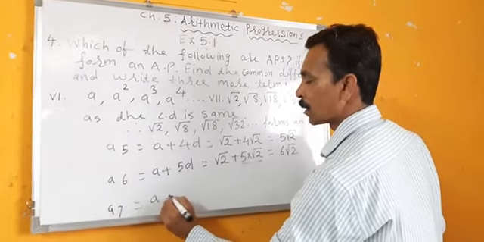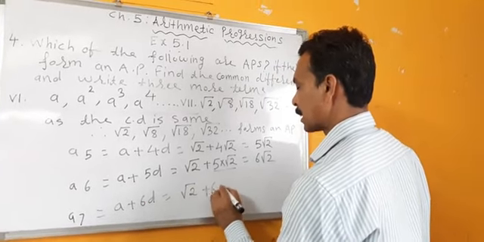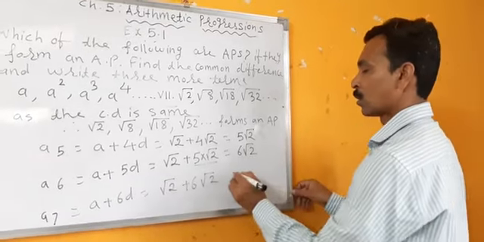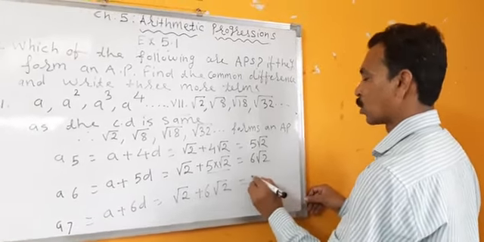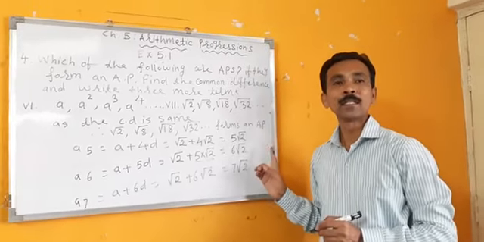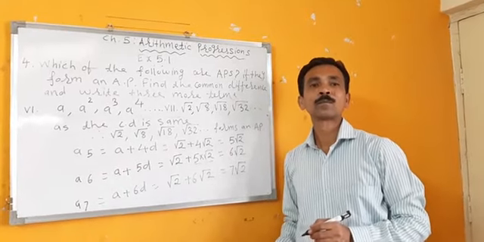5 root 2 plus root 2 is 6 root 2. A7 is equal to A plus 6D. That is root 2 plus 6 into root 2. 6D means 6 into D. D is root 2. What is 6 root 2 plus root 2? 7 root 2. So these are the next 3 terms, that is A5, A6 and A7.